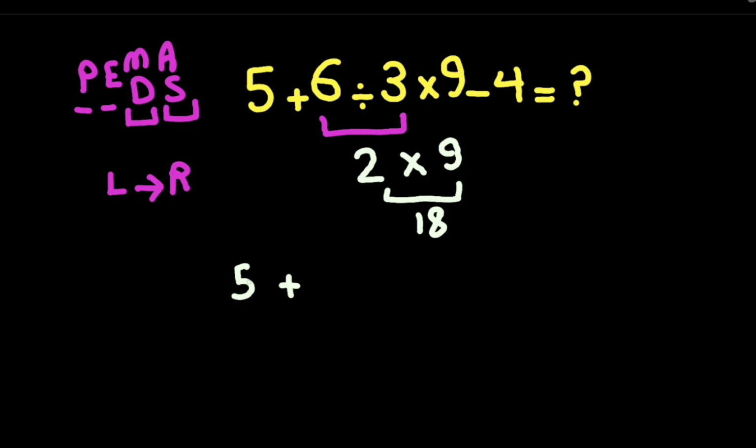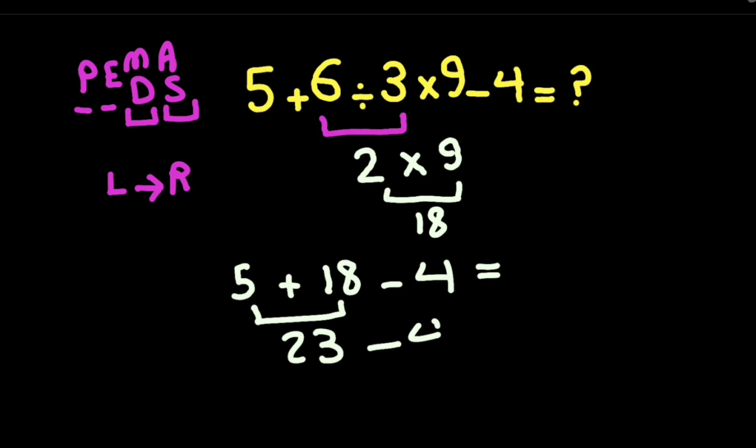5 plus 18 minus 4. As we know, addition and subtraction are equally important, so we have to solve from left to right. 5 plus 18 gives us 23, and 23 minus 4 gives us 19. The final answer is 19.